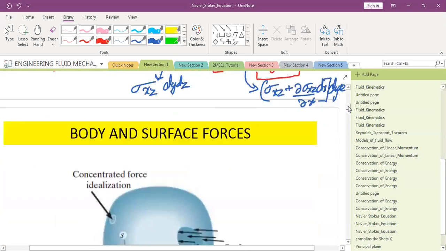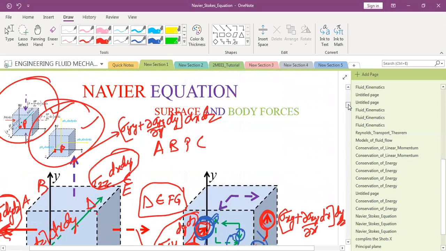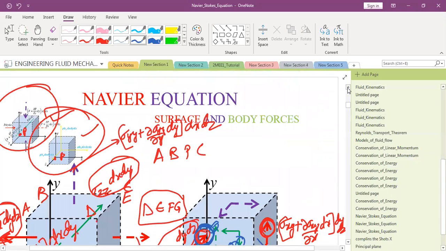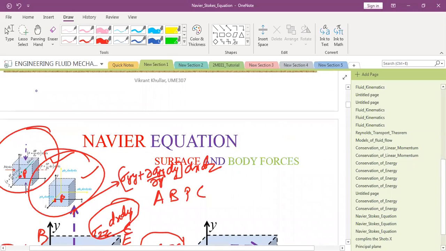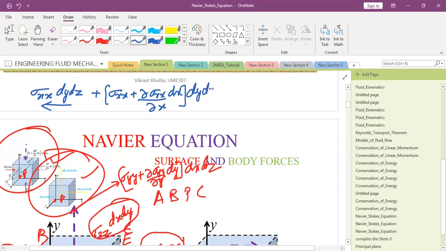So what do I get? If I ask you, say in x direction, which are the forces? What will be your answer? In x direction, sigma xx into dy dz direction towards left, plus sigma xx plus curly sigma xx by curly x dx into dy dz direction towards right.